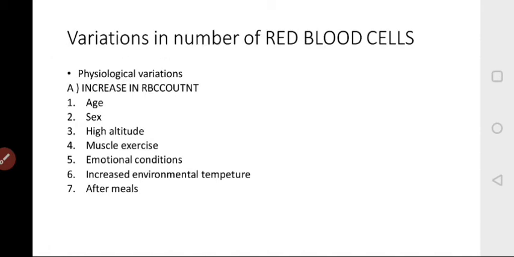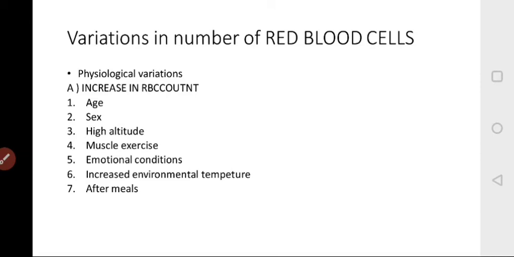Now we will see variations in number of red blood cells. First we will see the physiological variations. In this we will see the increase in RBC count. The increase in RBC count is also known as polycythemia. It occurs in both physiological and pathological conditions. When it occurs in physiological condition, it is called physiological polycythemia. The increase in number during this condition is marginal and temporary. It occurs in following conditions.